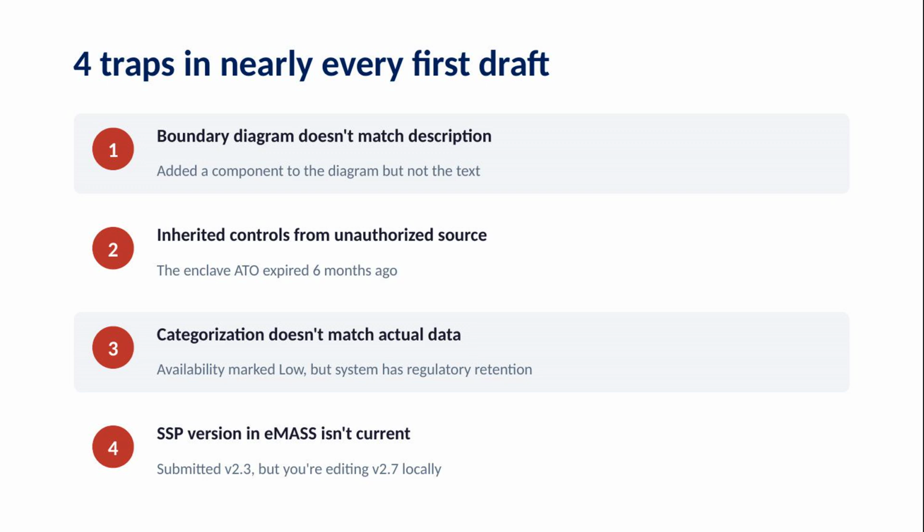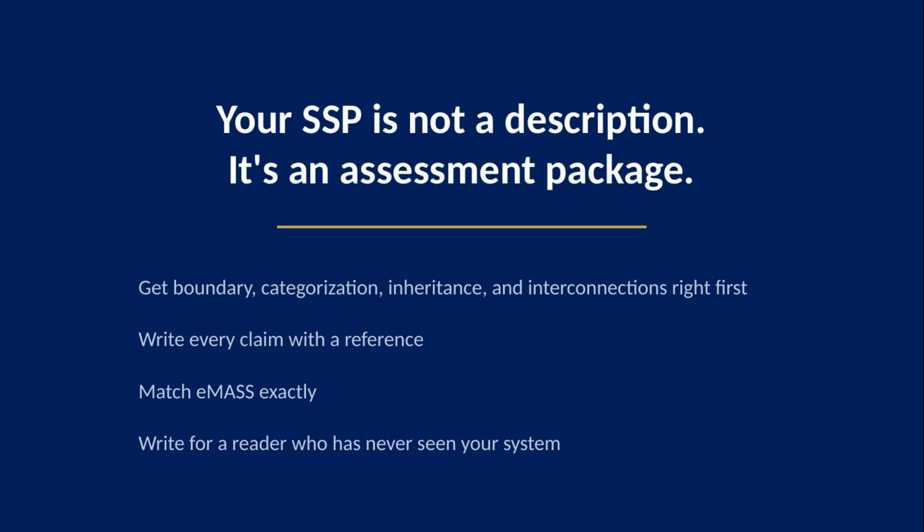Rule 3. Write for someone who has never seen your system. Not because the SKA doesn't understand federal systems. They do, but they shouldn't have to infer anything from institutional knowledge. If a term could mean 2 different things, define it. If a component has a nickname, use the real name. If a process has a step, name the step. Your SSP should be self-contained.